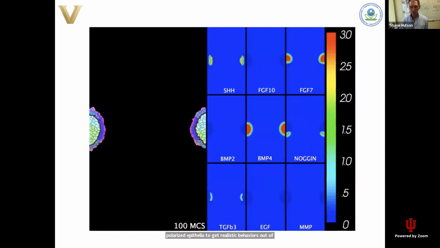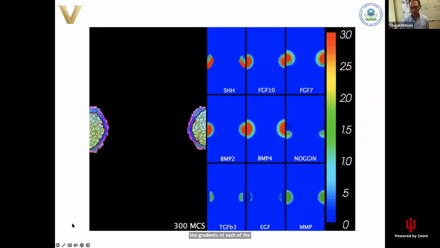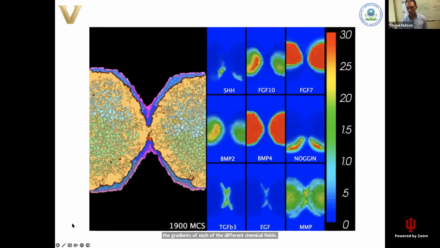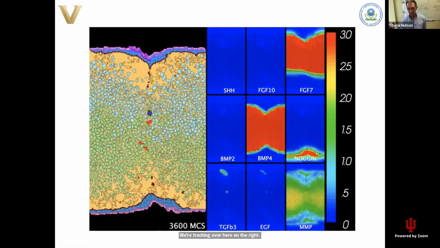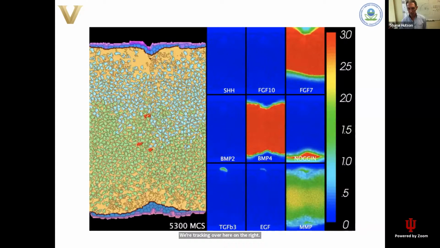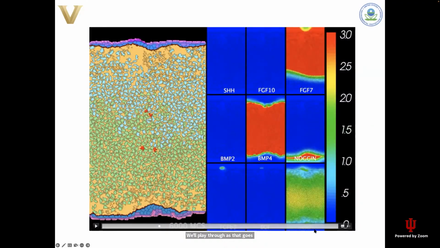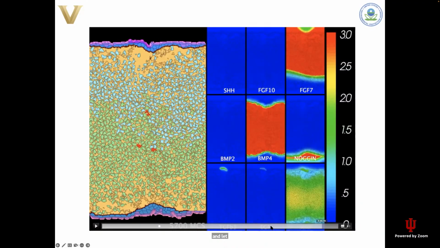All right, so here's a look at what the chemical fields are. This will play again. You'll see the same cells over here on the left, and then the gradients of each of the different chemical fields we're tracking over here on the right will play through as that goes. And let me scroll back through this one a little bit.